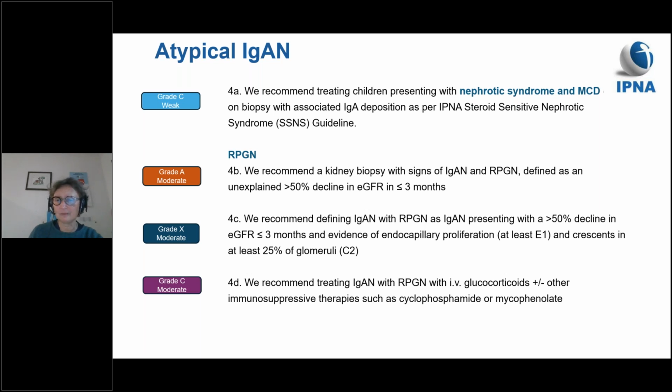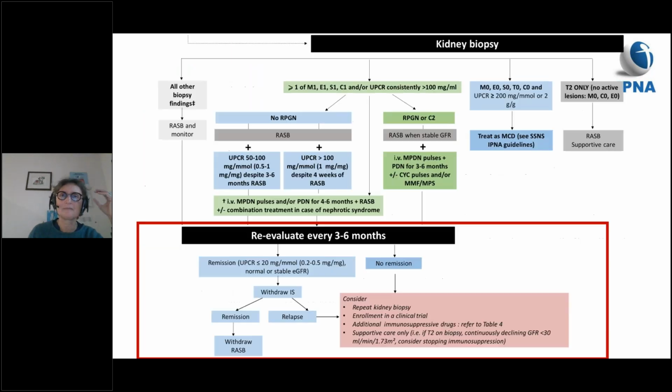That child will also have endocapillary proliferation at least E1 and crescents in at least 25% of glomeruli. And at that point, you will treat that child with IV glucocorticoids plus or minus other immunosuppressive therapies such as cyclophosphamide or mycophenolate mofetil as per guidelines for RPGN. This is all put down in this graph, and I wanted to underline how, in addition to the graph, the fine print has to be read carefully.